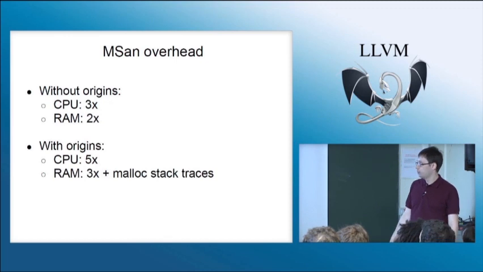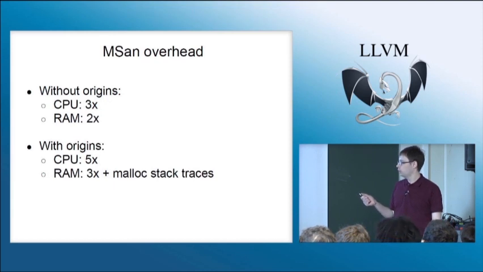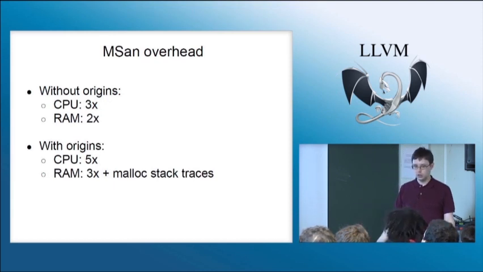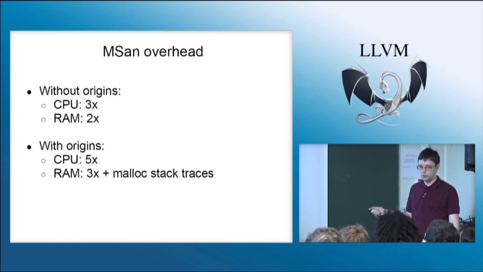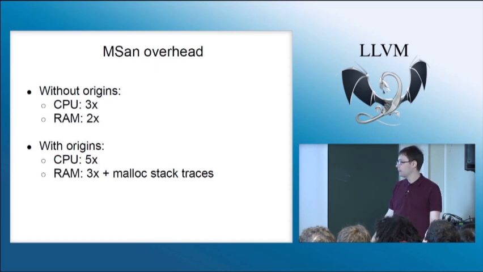MSan is pretty fast compared to dynamic tools. Without origins, it has about 3x slowdown, and it uses twice as much RAM, simply because we have one-to-one shadow, and we don't have any red zones like AddressSanitizer, so it's exactly 2x.